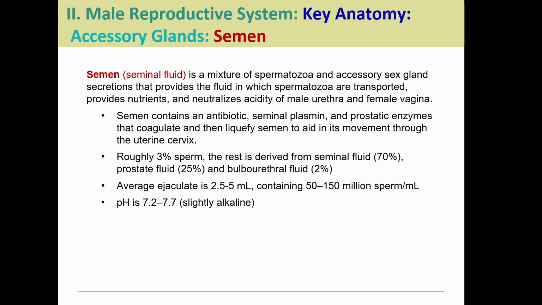The average ejaculate is about 2.5 to 5 milliliters and has about 50 to 150 million sperm per milliliter. It is slightly basic because it's a 7.2 to 7.7. And so again, this is to neutralize any sort of low pH or acidic pH from the urethra in the male while it's traveling through, as well as the most definitely acidic environment we find in the vagina.